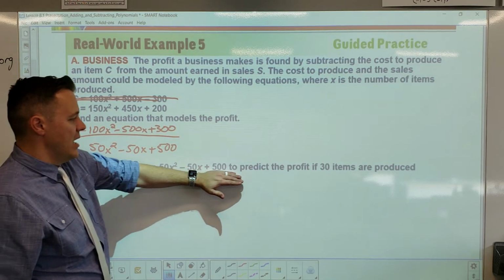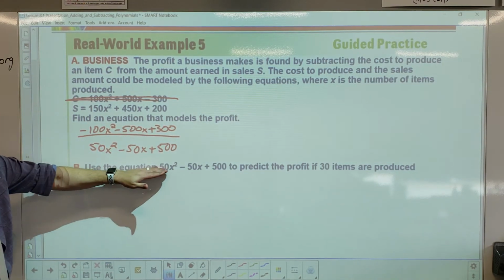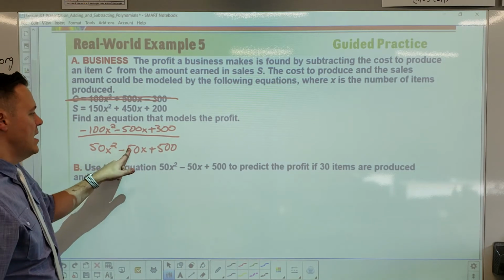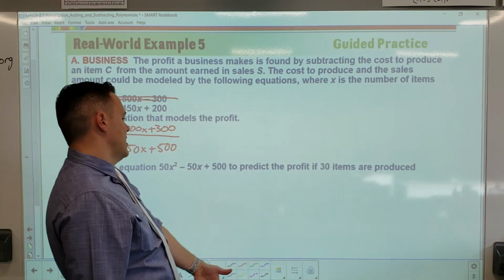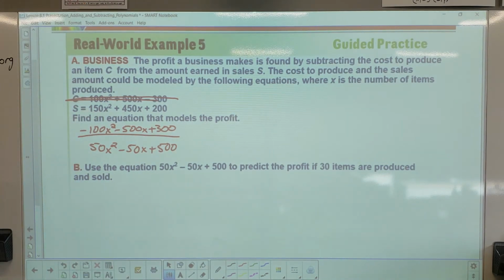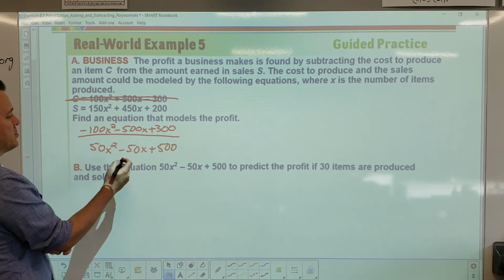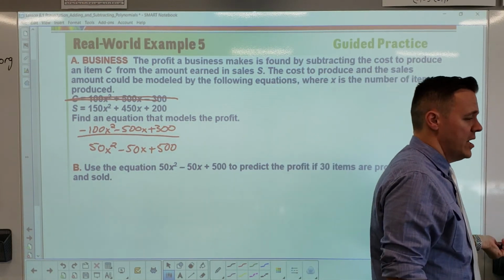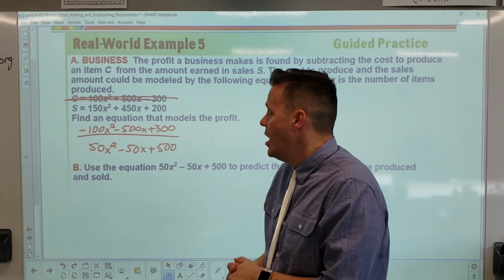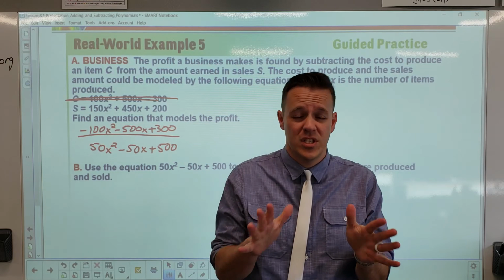And look, got it right. So use the equation, 50x squared minus 50x plus 500, to predict the profit if 30 items were produced and sold. So what it's trying to do is that X is the number of items produced. So if you're producing and selling 30 items, you would just plug in 30 here in the equation, and you get your profit. All right, plug in 30 for X, and you go from there. Ladies and gentlemen, that's it for this one. So this is simple addition.